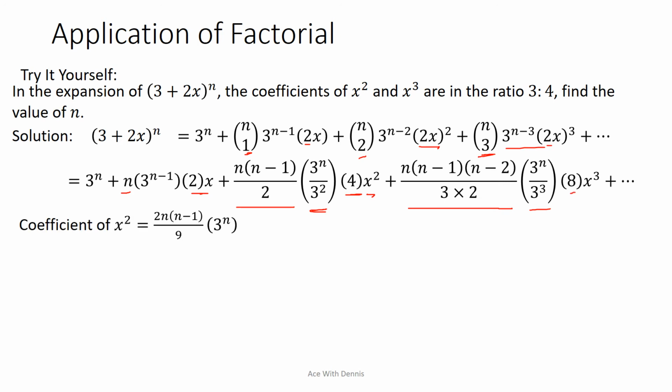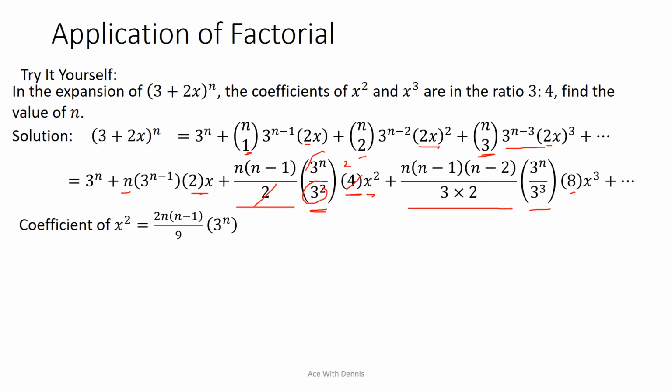Right? So from here we know that the coefficient of x squared is equal to 2n times (n minus 1) over 9 times 3^n. Why is it so? Here 9 is because it's 3 squared, right? And the 2 and 4 can cancel, becoming 2 here. So that's why you get 2n times (n minus 1) over 9 times 3^n.